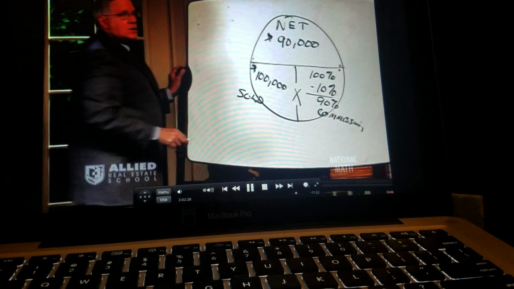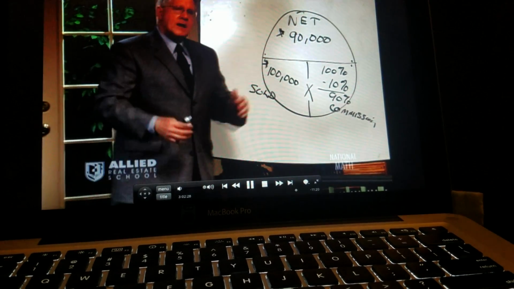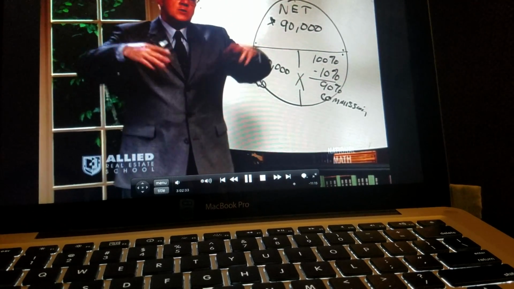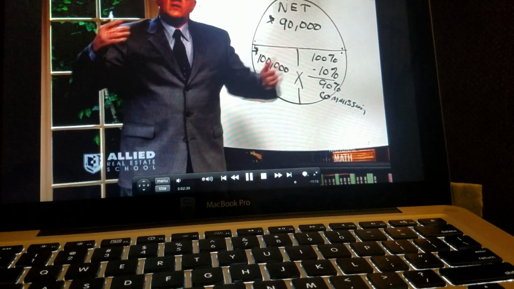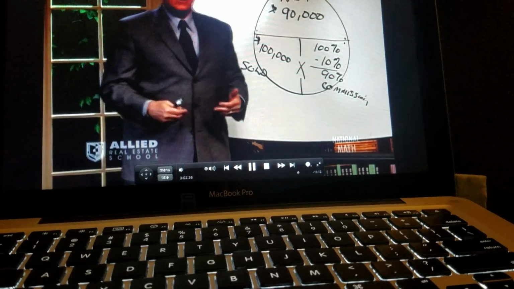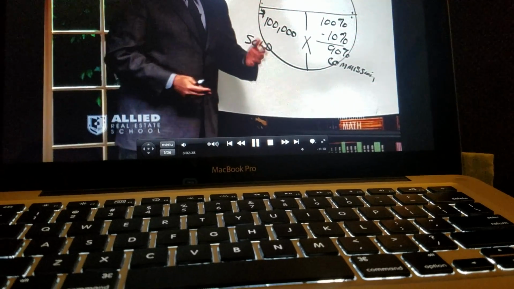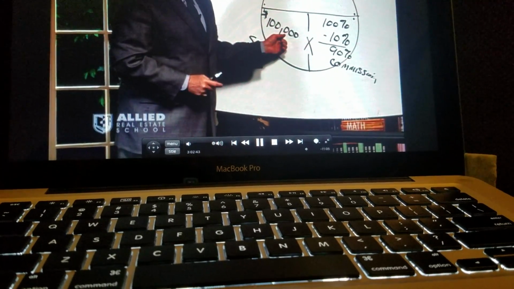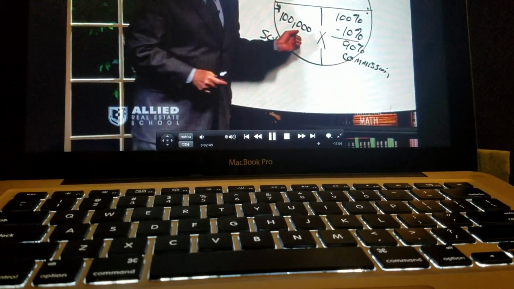$100,000. So the farmer says, I've got to have $90,000 out of this property, and I'll give you anything you make over and above that. The salesman sold it for $100,000, so he made a 10% commission, or he wanted to make a 10% commission, so he sold it for $100,000. Same thing. Okay.